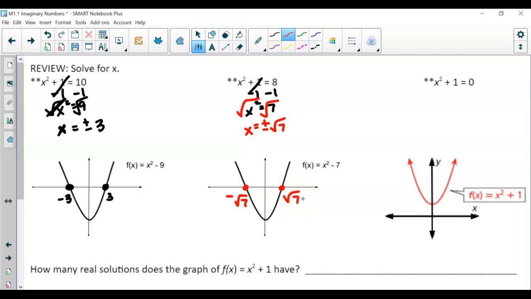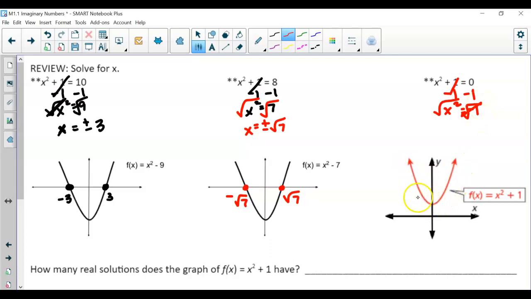And now the last one is the most important one, what we're talking about today. Here you would subtract 1 from both sides. Now notice how you have x squared is equal to -1. Let's say you take the square root. Well, what happens if you try to take the square root of -1? You're going to end up with an error message on your calculator, because you can't take the square root of a negative value.